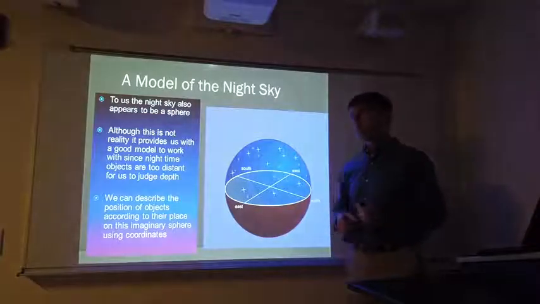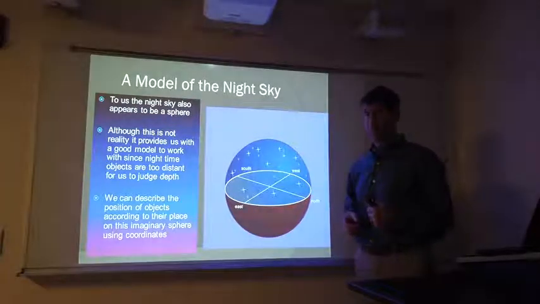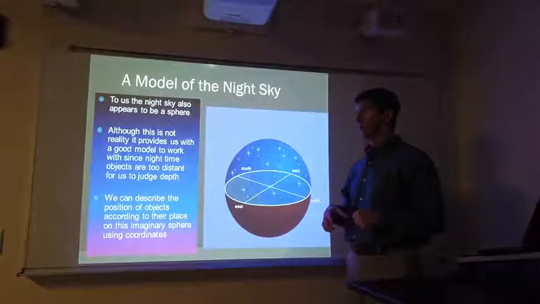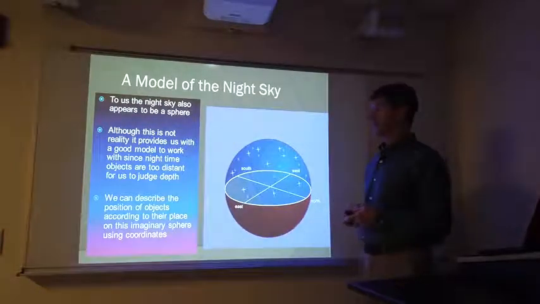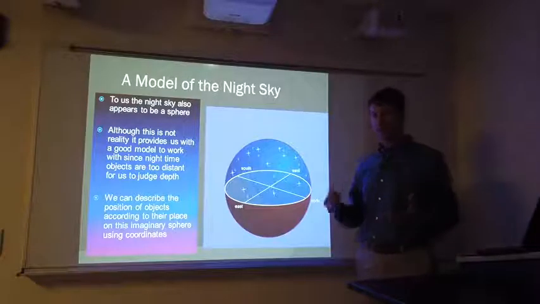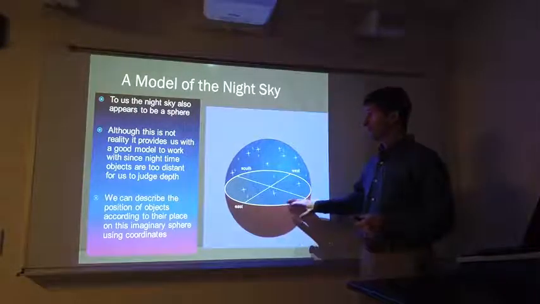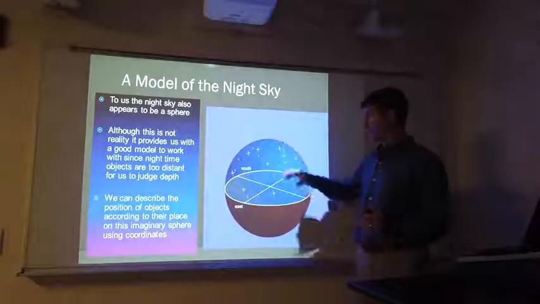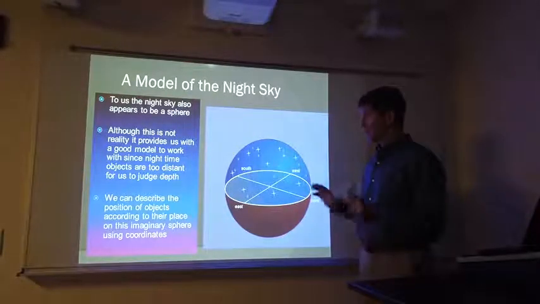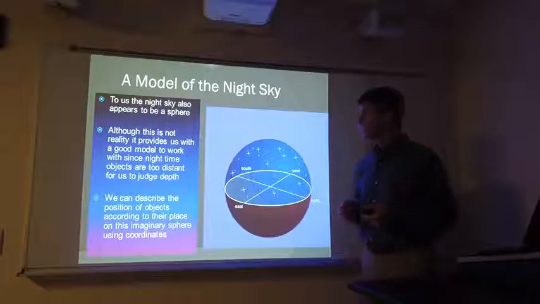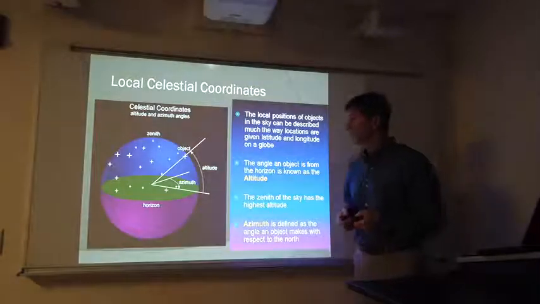We use the model of the celestial sphere to represent the nighttime sky, but we understand that this is not actually reality. It does appear to be a sphere to us, where we can see the top part of the sphere, and the other part of the sphere will be hidden below the horizon. And as the sphere rotates, objects will come in and out of our view.